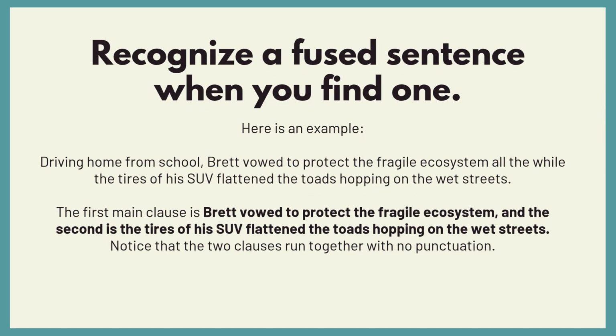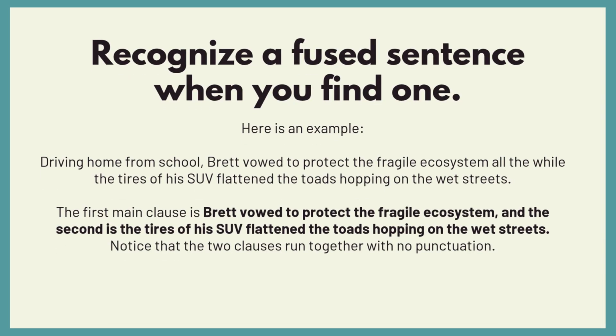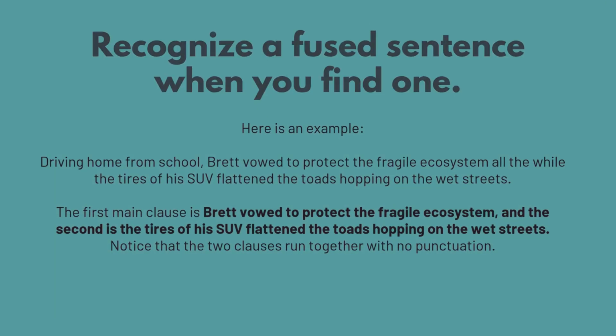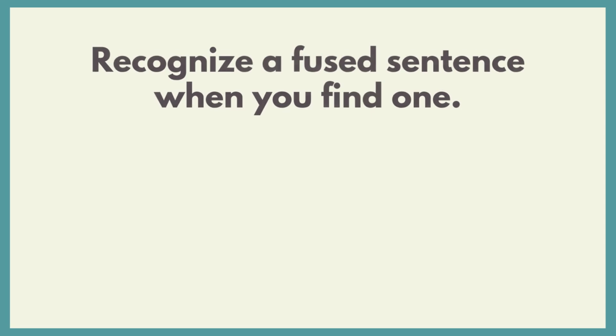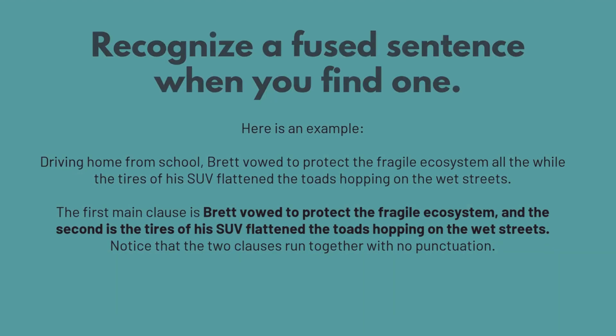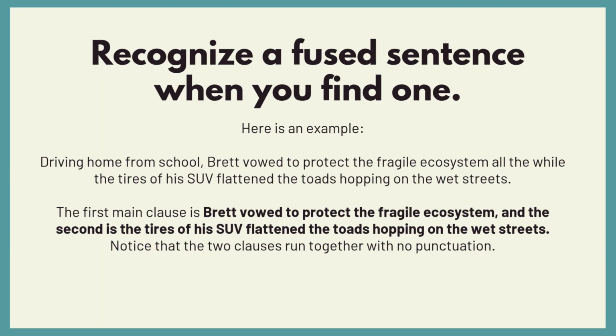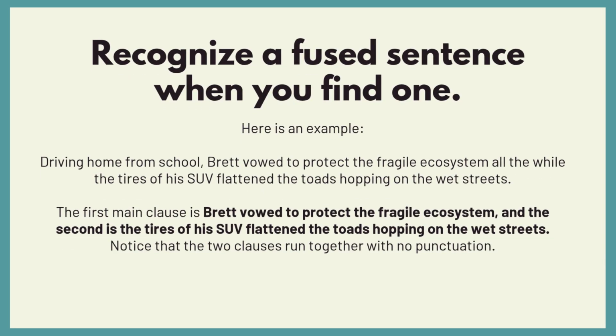Here is an example. Driving home from school, Brett vowed to protect the fragile ecosystem all the while the tires of his SUV flattened the toads hopping on the wet streets. The first main clause is Brett vowed to protect the fragile ecosystem, and the second is the tires of his SUV flattened the toads hopping on the wet streets. Notice that the two clauses run together with no punctuation.